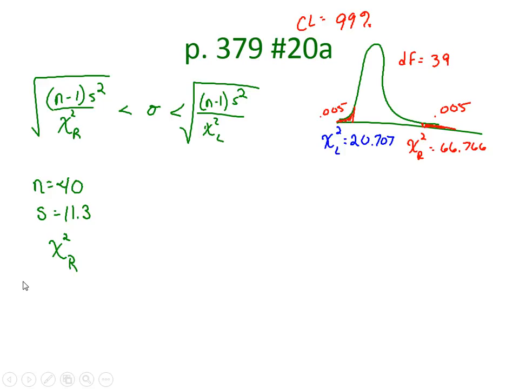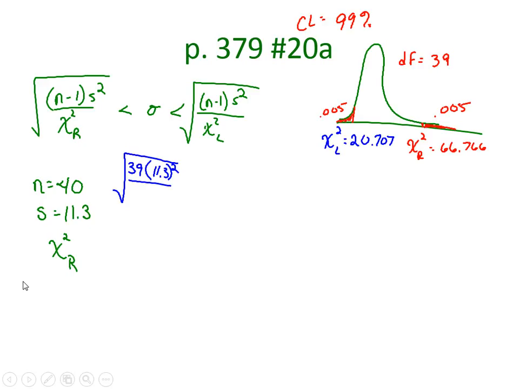So now we have to plug those into our formula. As I'm using my formula, I'm going to take the square root of sample size minus 1, so 40 minus 1 is 39. The standard deviation squared, so I'm taking the sample variance, so I have to take 11.3 and square it. One of the common mistakes I see is you guys forget to square that value. Now, the chi-squared on the right, this value is already squared, so your chi-squared is the 66.766. I don't square that number because that is already a squared value.